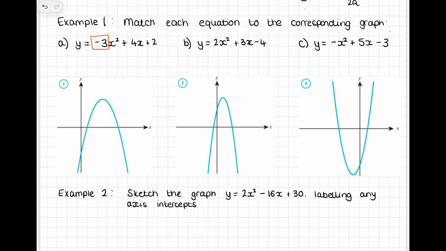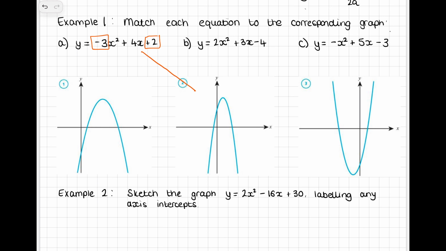Next thing to look at is our c value, the value at the end, the plus 2, which means our y-intercept is at positive 2, because in this form, that value is our y-intercept. It has a positive 2. Now, in the first graph, our y-intercept is negative. In the second graph, our y-intercept is positive, which means this graph here must be linked to graph 2.